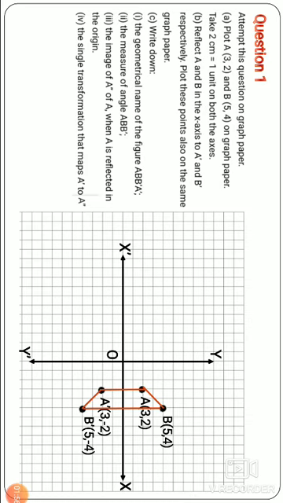Okay, and in number 2, they're asking us to measure the angle ABB dash. So ABB dash, AB dash is this angle. Okay, so you will take the help of your protractor to find the angle. Okay, so it has to come around 45 maybe.